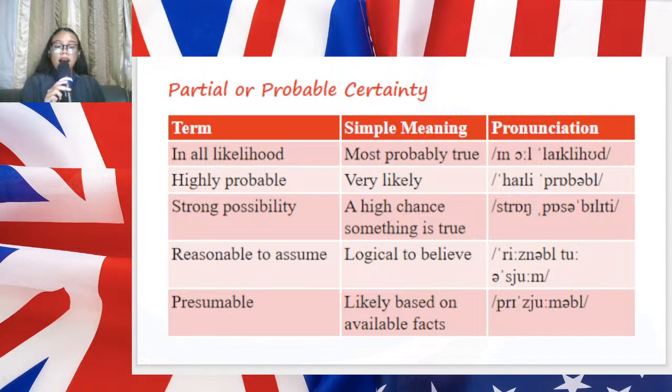We get highly probable with a rising tone on the first and third syllables. So practice speaking it smoothly and confidently. All right. So this is again highly probable. The third term is strong possibility, meaning a high chance something is true. That is a strong possibility.